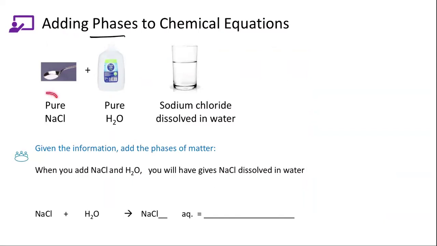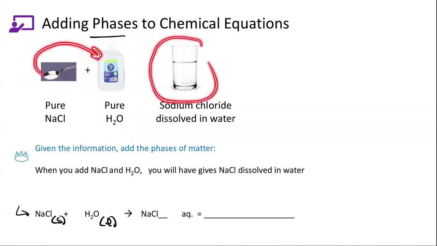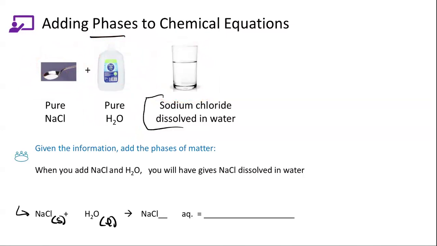So if you're looking at pure NaCl, that's table salt, you'd tell me that is a solid. So in our chemical equation, I'd say NaCl solid. If you had to describe this, would you call it a solid, liquid, or gas? Hopefully you would call the water inside it a liquid. And then when you dissolve that table salt, sodium chloride, in the water, we use a term: sodium chloride is dissolved in the water, and we say it's aqueous.